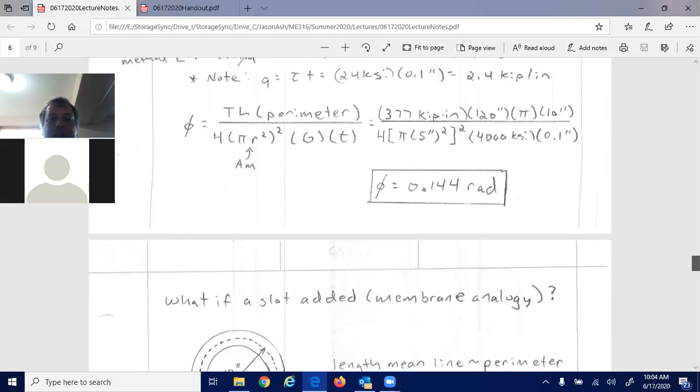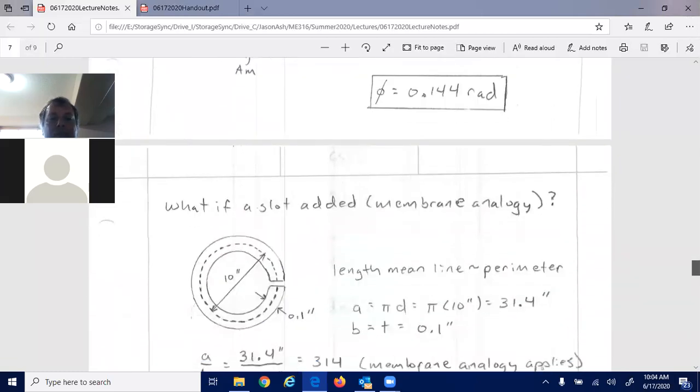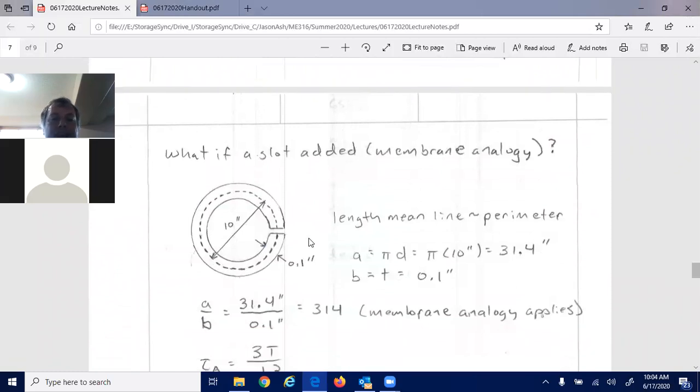And so the next thing is going back to the membrane analogy. What if a slot is added? We can see how detrimental that is to the torsion carrying capacity and the resulting angle of twist. With this, we can say that the slot is of negligible width, which means the length of the mean line, that circumference, is approximately equal to the perimeter. And so we can make that approximation in the analysis there.